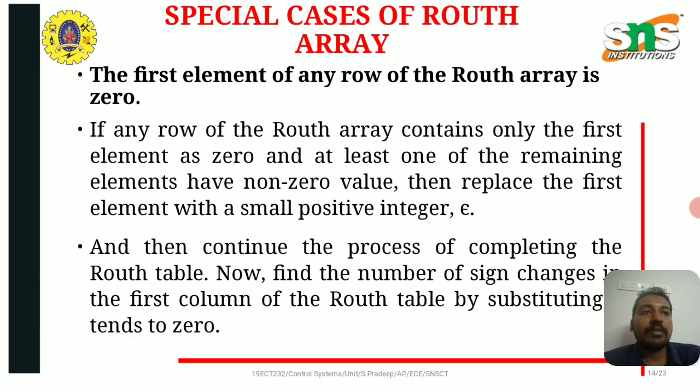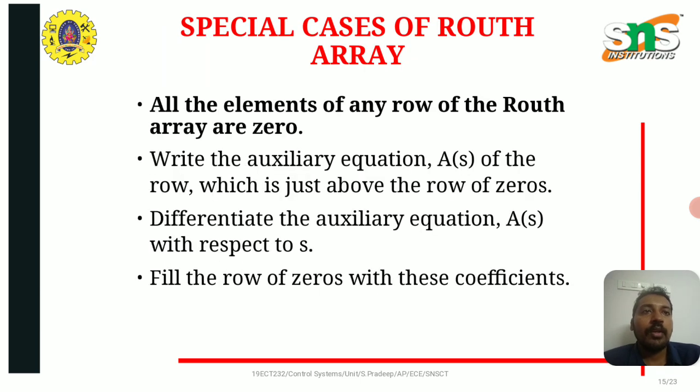Now find the number of sign changes in the first column of the Routh table by letting epsilon tend to 0. Another special case: all the elements of any row of the Routh array are 0. Write the auxiliary equation of the row which is just above the row of zeros. Differentiate the auxiliary equation with respect to s. Fill the row of zeros with these coefficients.